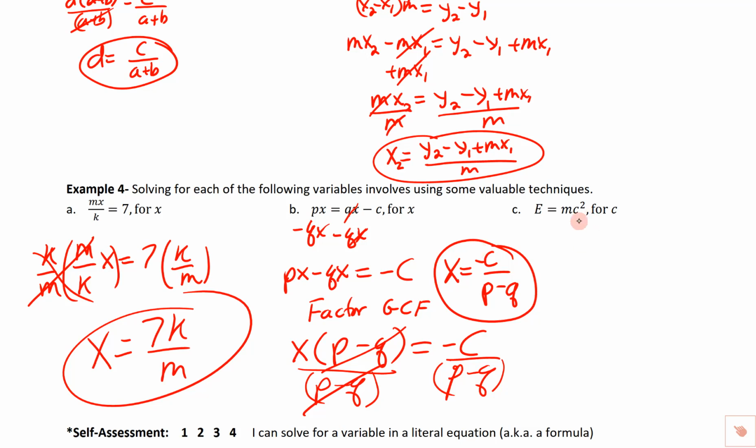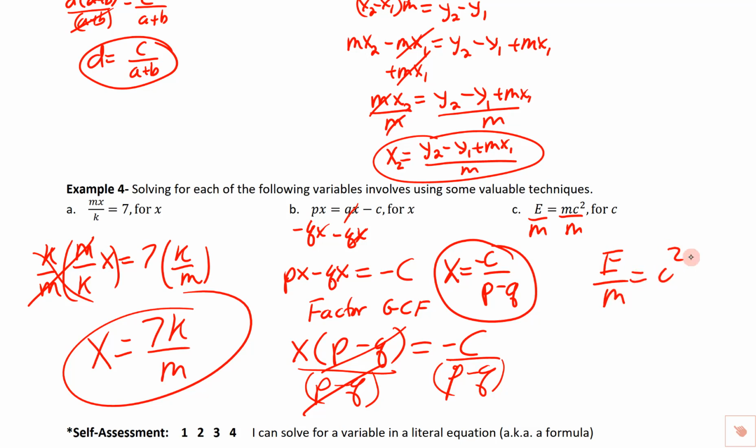This is a pretty famous formula. This comes from Einstein's theory of relativity. So let's go ahead and take a look here. We want to get c by itself. So the first thing we're going to need to do is divide by m. So we get capital E over m equals c squared.